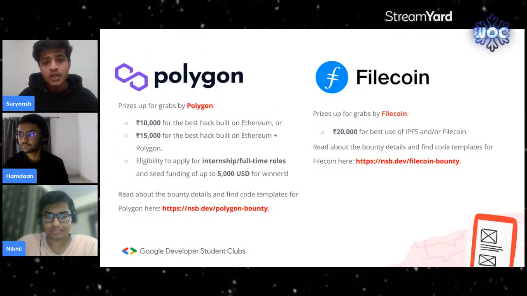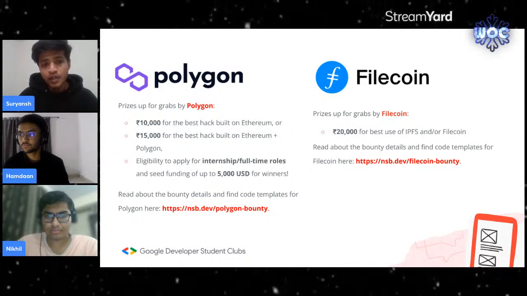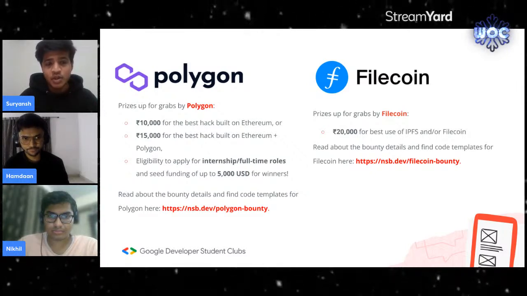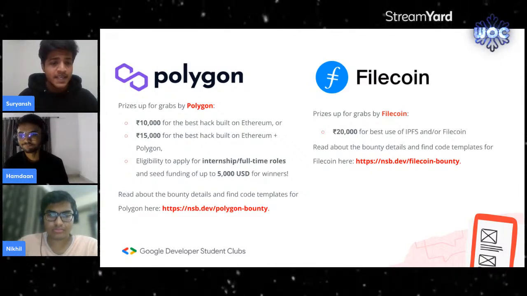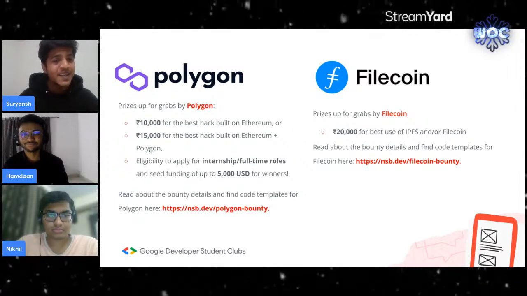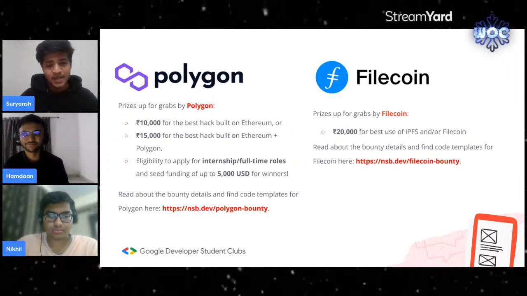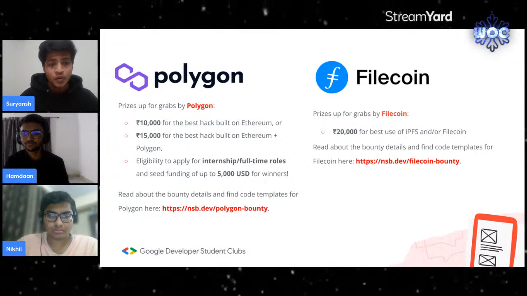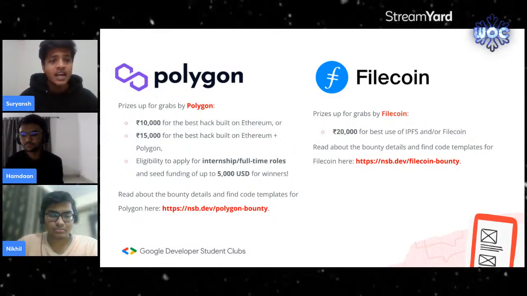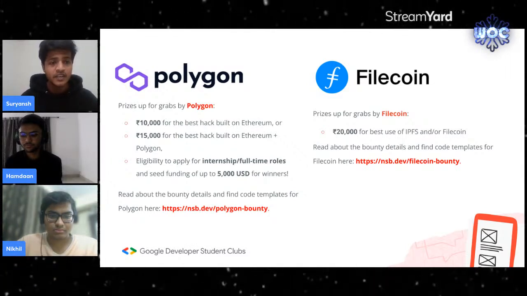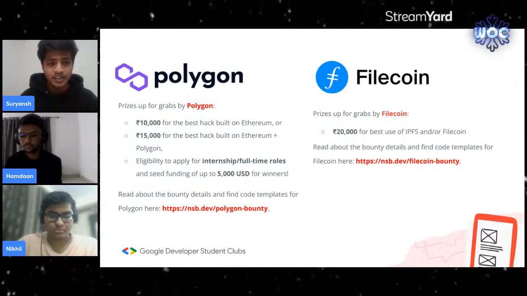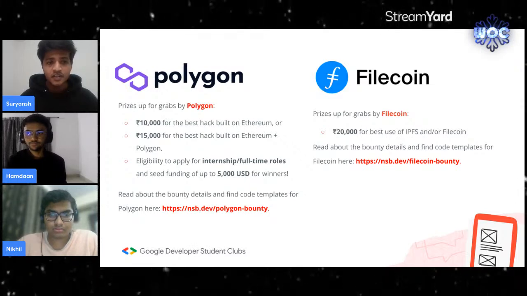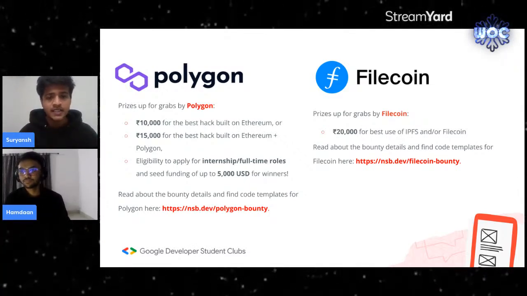Then there is Polygon. There are prizes by Polygon. You can check them out from the slides. 10,000 for the best hack built on Ethereum, or 15,000 for the best hack built on Ethereum plus Polygon. Eligibility to apply for internship and full-time roles is also available. You can check it out. We will provide you the link after the ceremony. And for these links and all, you can refer to our Discord channel. We will be providing everything there. You can join our Discord community. It is in the description.